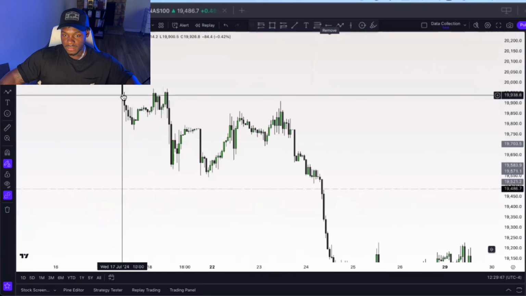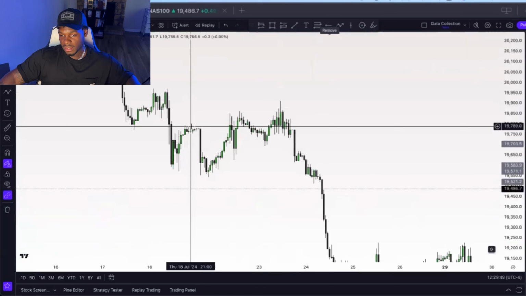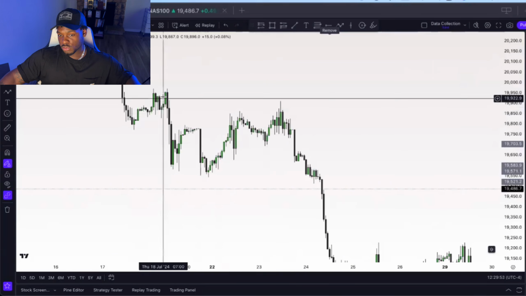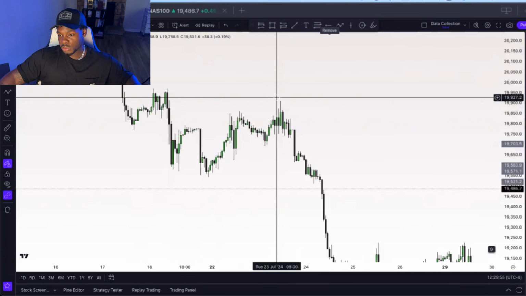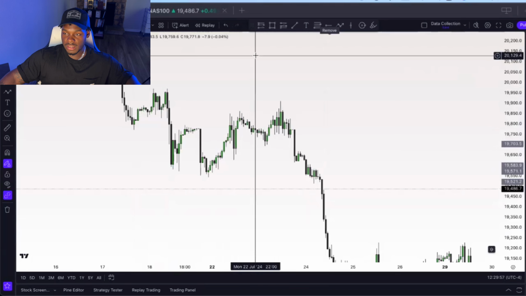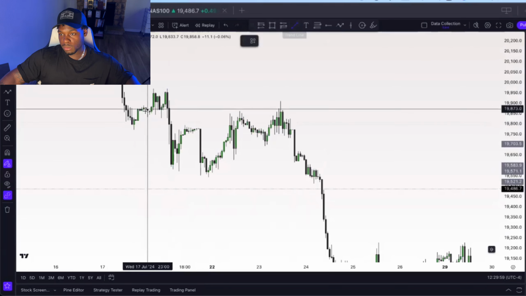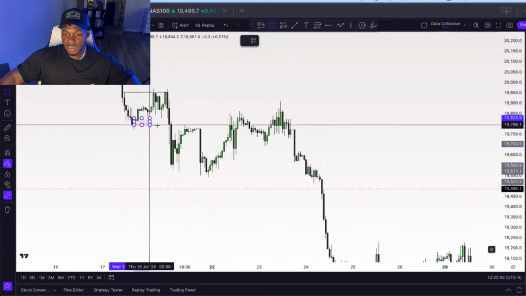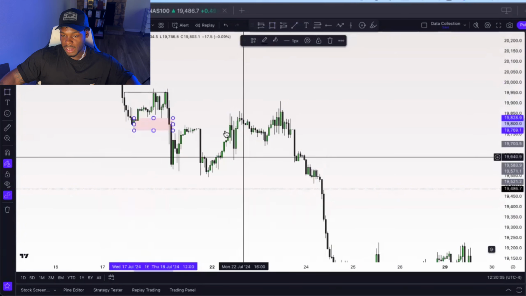Exact. So again, sweep, break. We break supply right here. Complex pullback up to this extreme point. We take our entry expecting the expansion to happen. It is a liquidity cycle. So we get a sweep of liquidity, right? We get a break of some type of structure right here, or supply or demand.